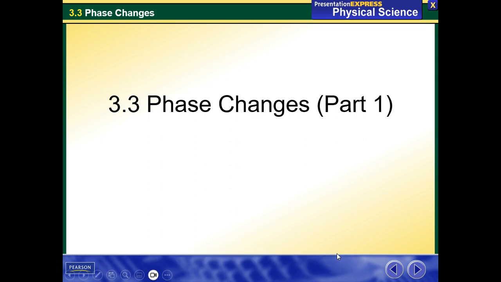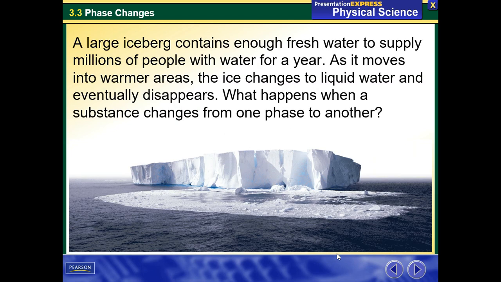Hey class, today we're going to start section 3, and this section is going to be going through something called phase changes. And we're going to start with part 1 today, discussing what exactly is a phase change and what it entails. Our notes start off by saying a large iceberg contains enough fresh water to supply millions of people with water for a year.